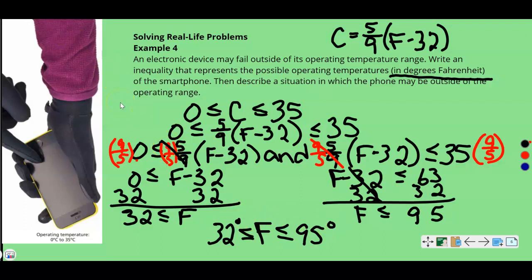Is this true? I have no idea what the operating temperature for a smartphone is, but it does make sense. I would say this is pretty relevant: you would not want your smartphone to be below freezing, and you certainly would not want to leave your phone out in temperatures that are in excess of 95 degrees. So, anyways, if you want to check your answers, you can take 32 and plug it back in up here. And see if you get 0 and 35 as your Celsius degrees. If you do, that means we did it correctly.